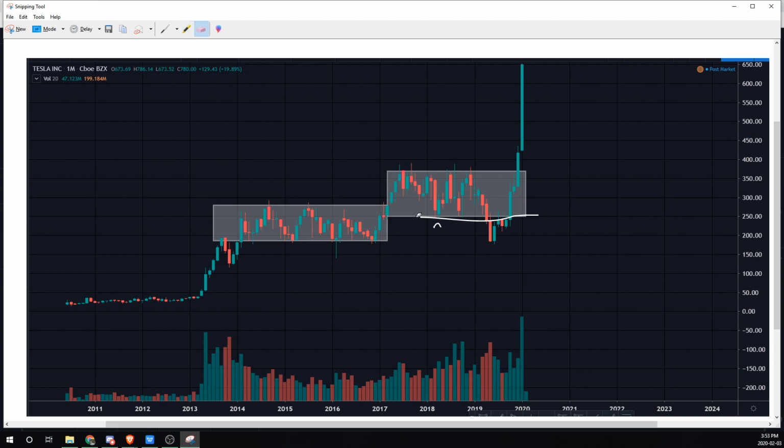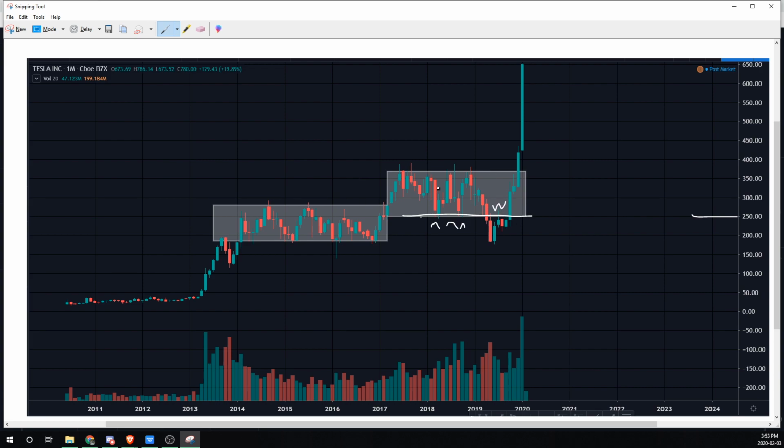Oh, that was a really bad line here. So let me draw that again. So we got a key level of support here, a level of demand, sorry. So that's going to be around the $250 range. We got a very, very strong level of demand, which turned into a new level of resistance.